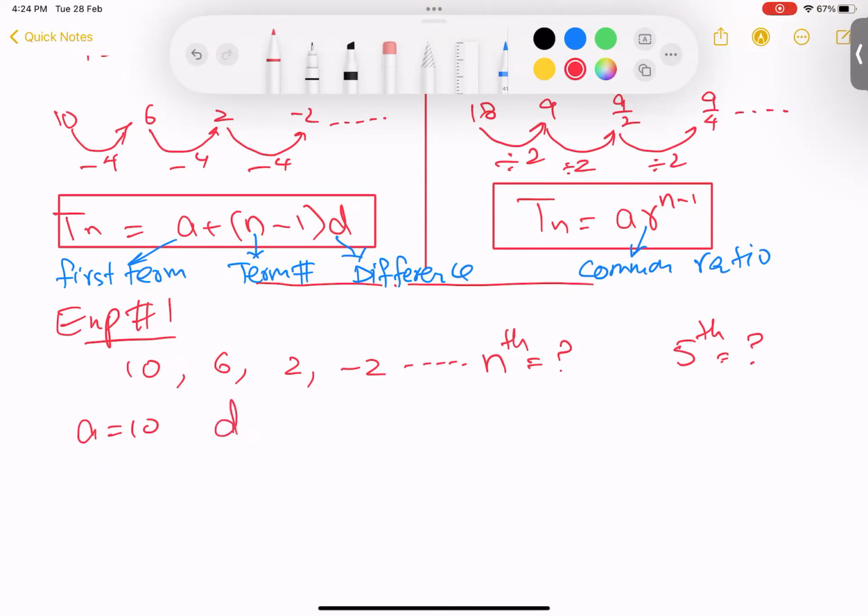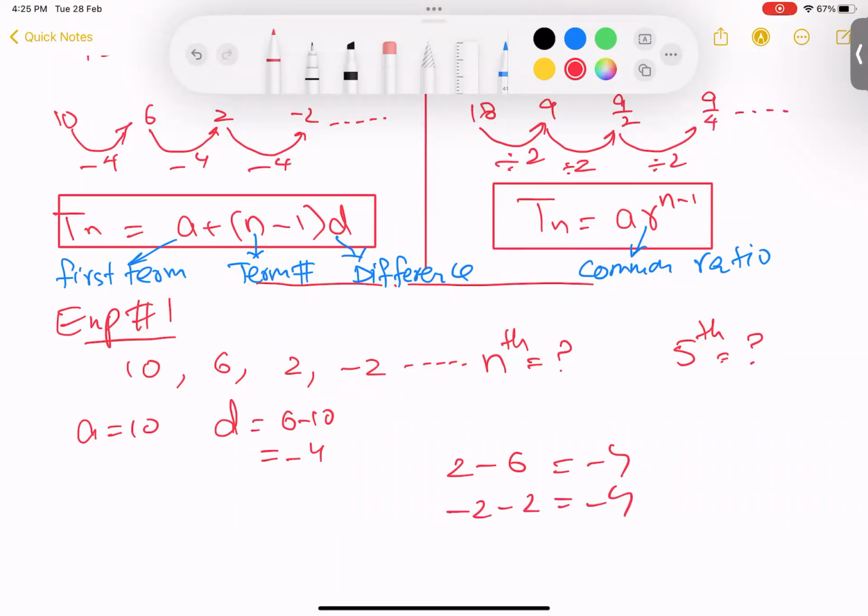And what is the common difference formula? Second term minus first term. It is giving me -4. Or 2 minus 6 will give you also -4. You can check by calculator, it is again -4. Or -2 minus 2, it gives you again -4.